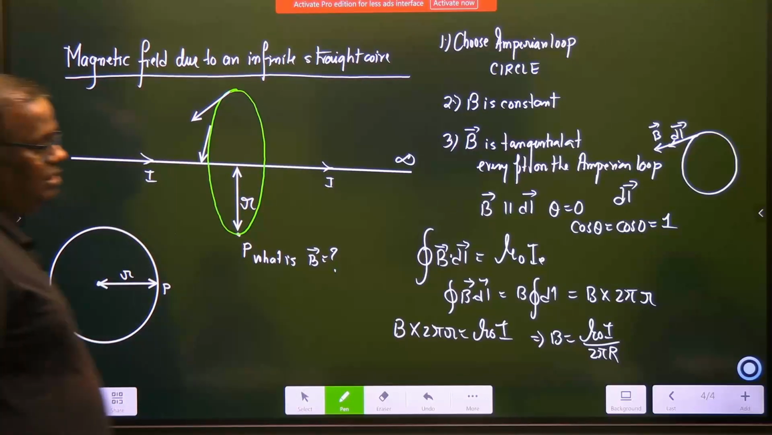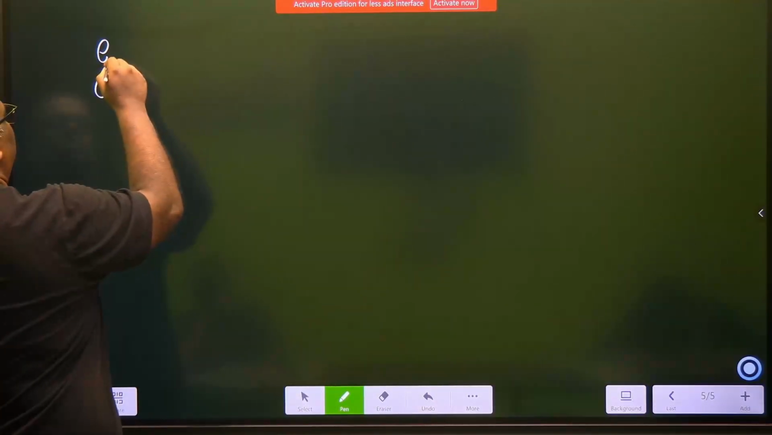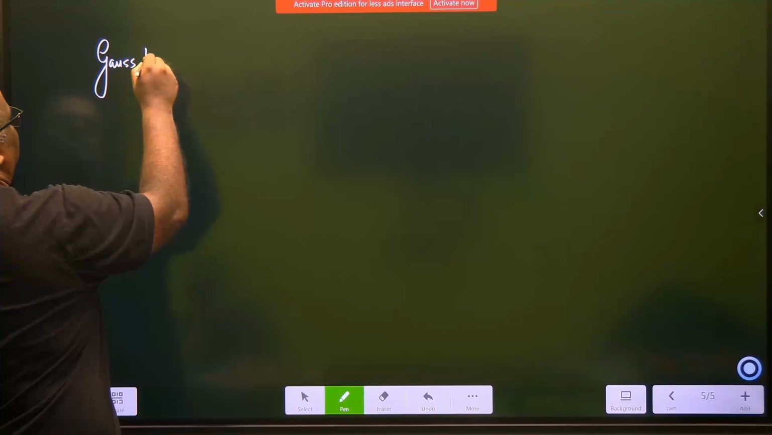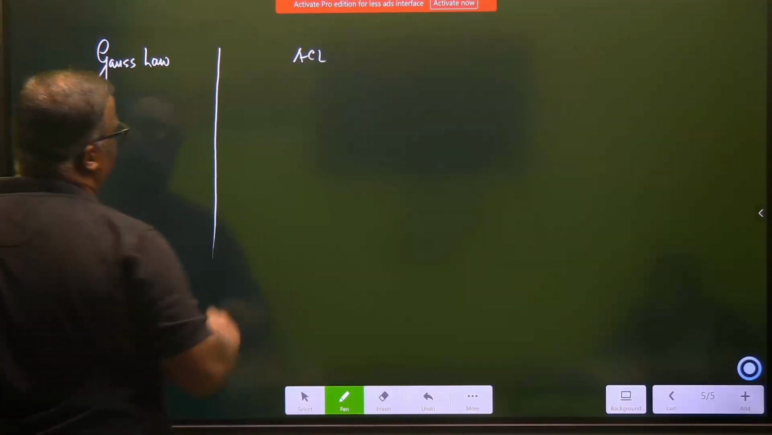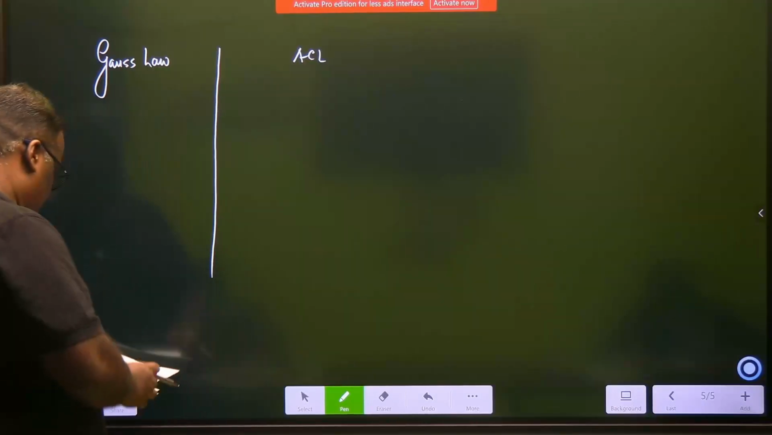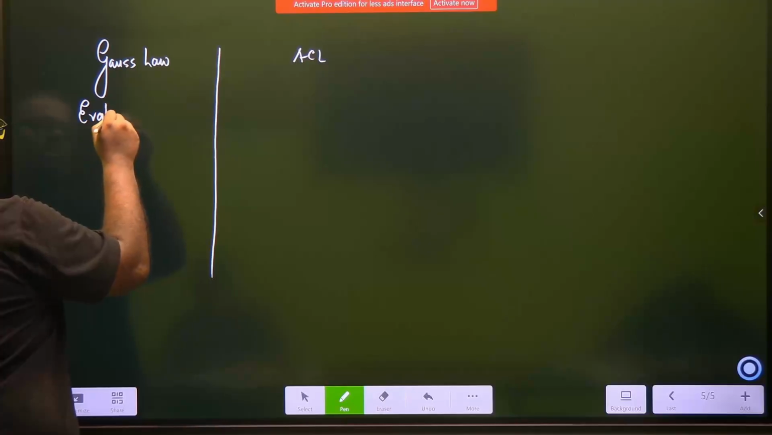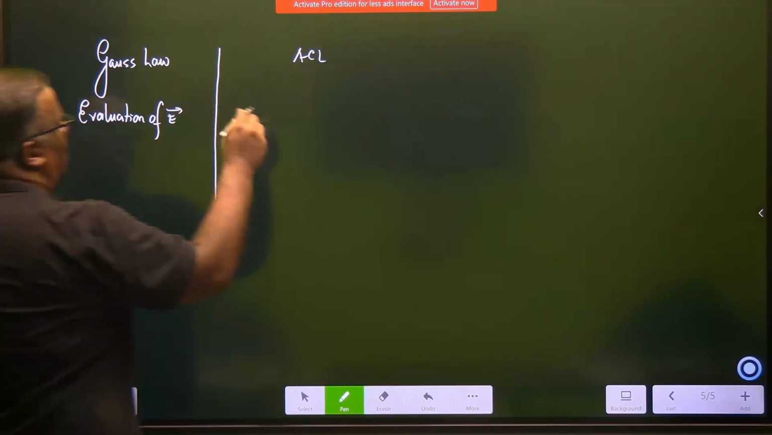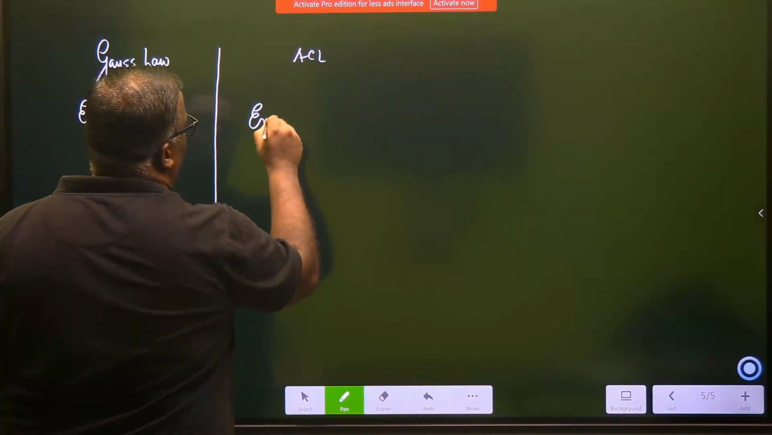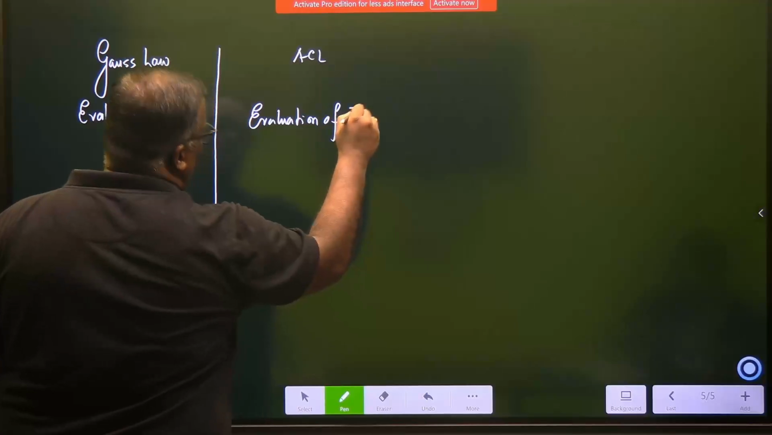Okay. So some comparisons between Gauss law and Ampere's circuital law. Let's write down this also. Gauss law and Ampere's circuital law. Let's see what are the differences. Gauss law is actually done for evaluation of electric field. Ampere's circuital law is for evaluation of magnetic field, right?